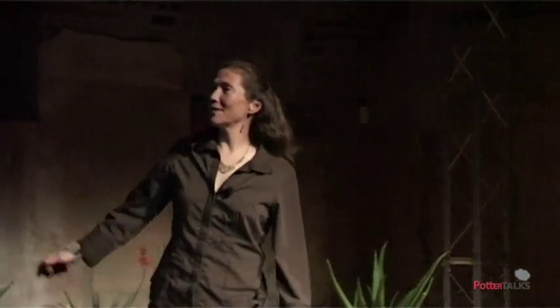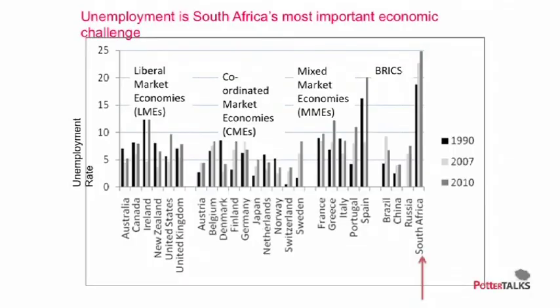And the club that we like to think we're part of, the BRICS, we've got a massively high unemployment rate, much closer to the mixed market economies, pretty much Spain. And one of the similarities between South Africa and Spain is very tough labor laws and strong regulation of the labor market.